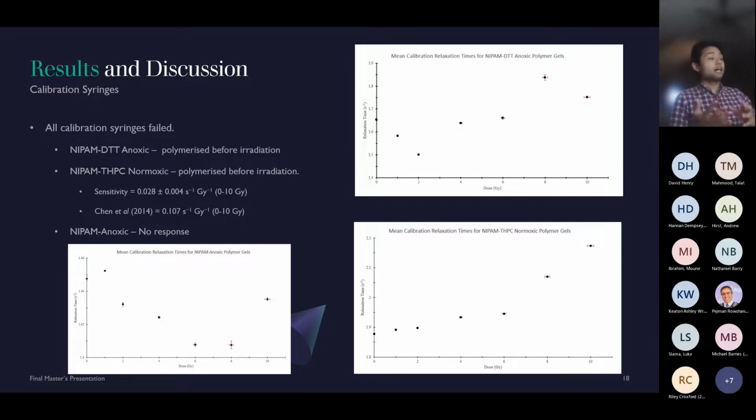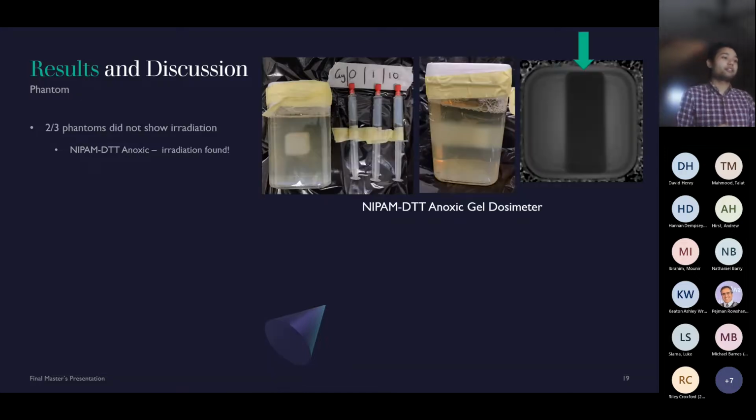For the phantoms, 2 out of the 3 phantoms did not show any irradiation. For the DDT anoxic one, we found some irradiation, which is really, really good. So you can see the small field irradiation characterized as white, with the calibration gels on the right-hand side. From 0 to 10 gray there's not much difference between them, so that must have meant that it polymerized before being irradiated. And you can see the T2 mapping also on the right-hand side, with the arrow pointing where the beam entered in.